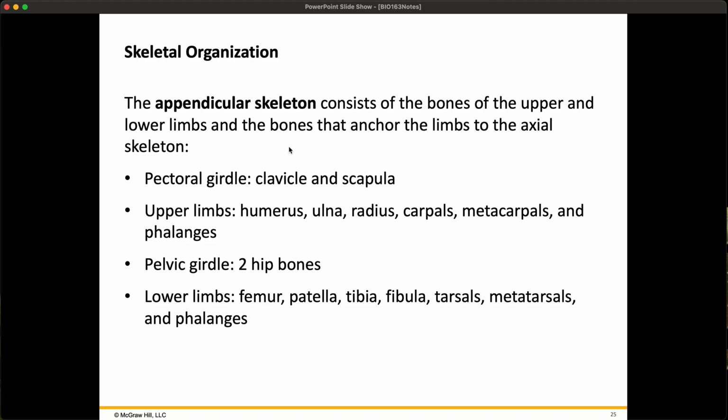Appendicular, like I said, is the bones of the upper and lower limbs. We talk about the pectoral girdle. The pectoral girdle is your clavicle and scapula. I also include the humerus in here, which is the bone of the upper arm, but you can see they put it there, so it's fine. So the pectoral girdle, as well as the pelvic girdle, which are your two hip bones. So essentially, the appendicular skeleton is everything from the pectoral and pelvic girdles all the way to your fingertips and your toes, the phalanges. It's all of the other bones.